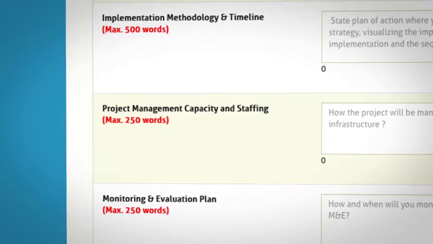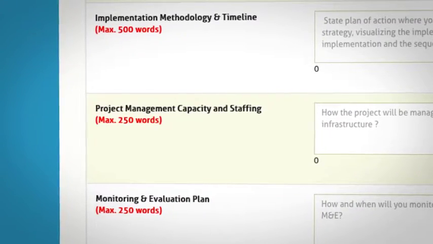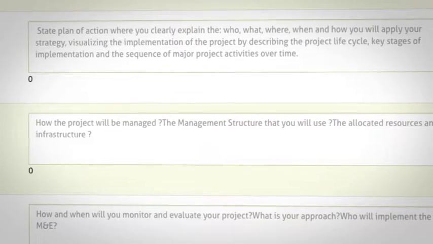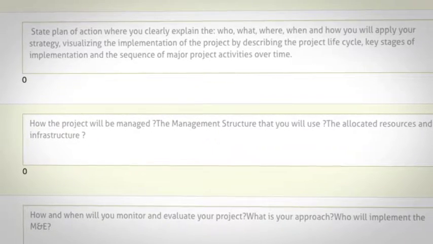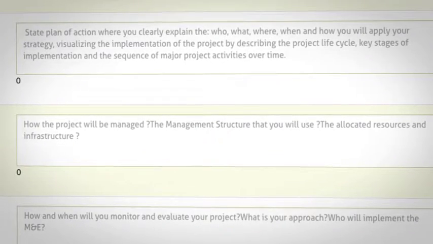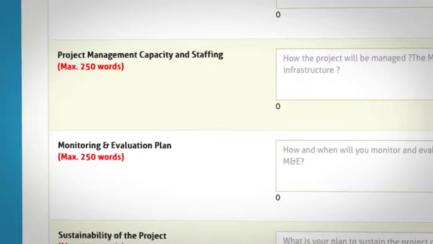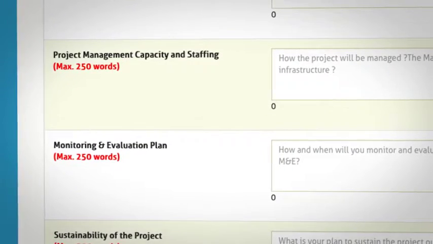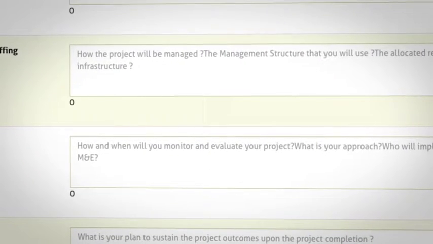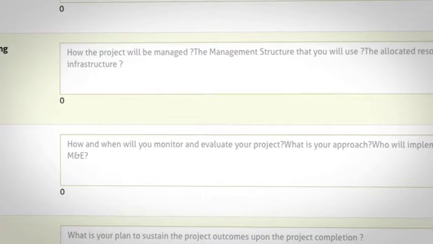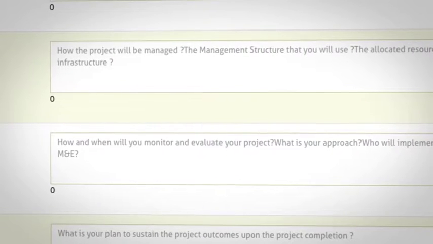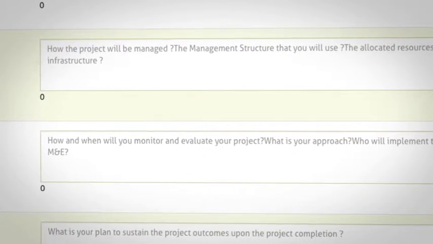In the project management capacity and staffing section, you'll need to describe how the project will be managed, the management structure that you'll use, and the allocated resources and infrastructure. This will then bring us to monitoring and evaluation, where you'll need to answer the following questions. How and when will you monitor and evaluate your project? What's your approach? Who will implement the M&E?